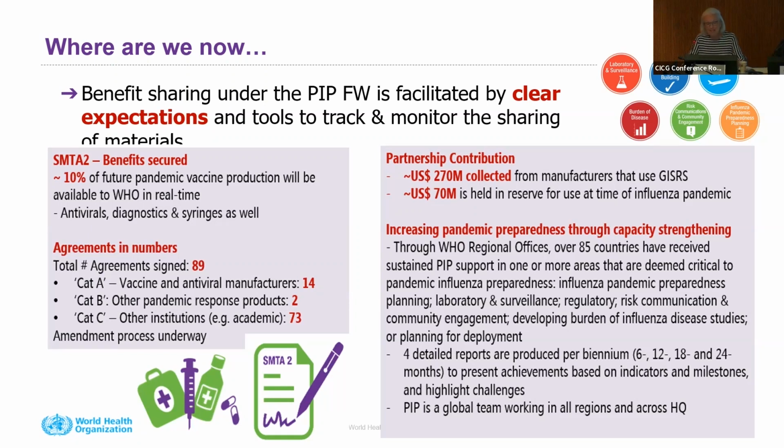So we've increased preparedness capacities through our work with regional offices. We've worked in over 85 countries to develop and strengthen different capacities that are essential to preparedness, be it planning, lab and surveillance, regulatory, risk comms, developing burden of disease studies, or planning for deployment. We produce detailed reports every 6 months. We work on a biennial cycle, and really, this is a global team that is implementing a global program across all of the regions and across HQ.